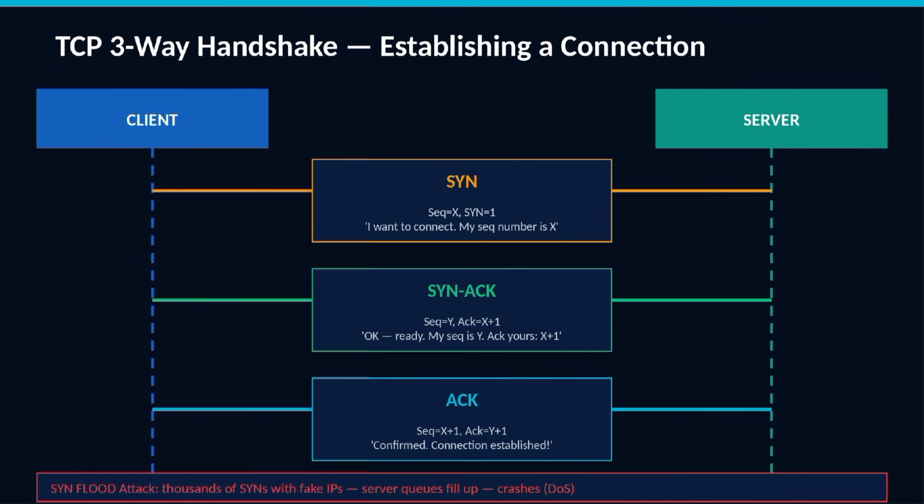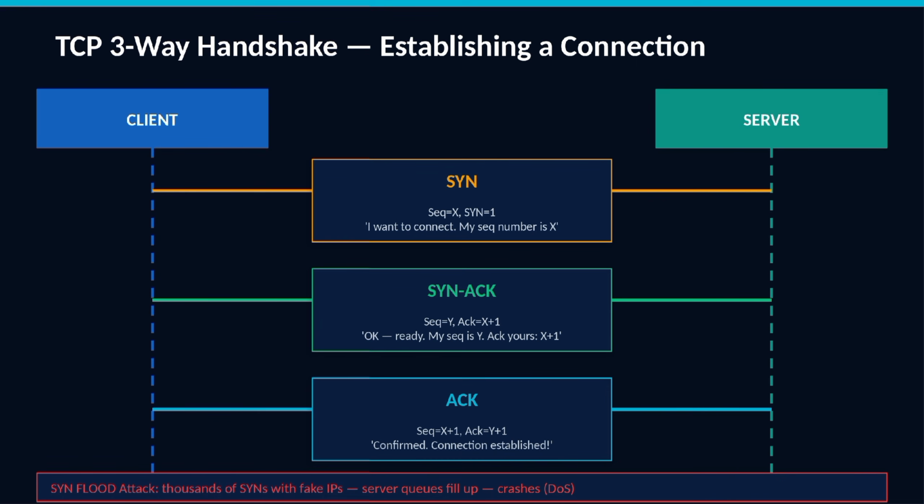The three-way handshake. Every TCP connection starts with something called the three-way handshake. Think of it like knocking on a door and confirming both sides are ready. Step 1, SYN. The client says, "Hey, I want to connect." Step 2, SYN-ACK. The server replies, "I hear you and I'm ready." Step 3, ACK. The client confirms, "Perfect, let's start." And just like that, the connection is established.